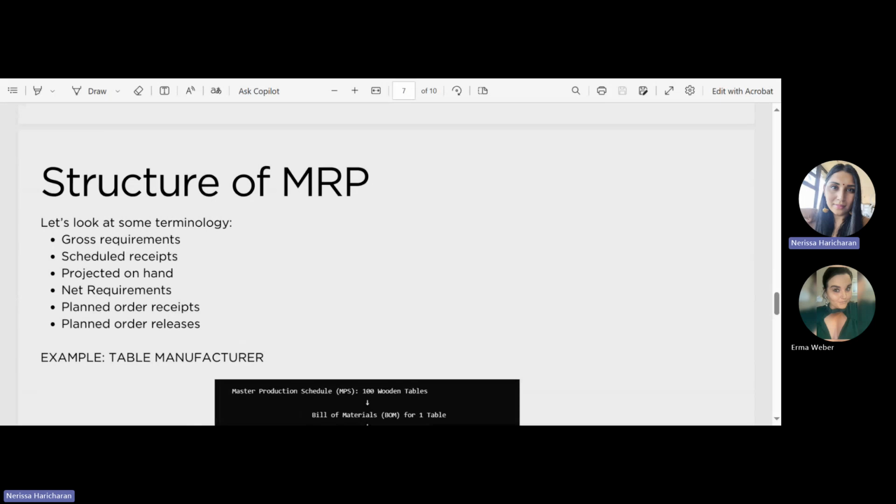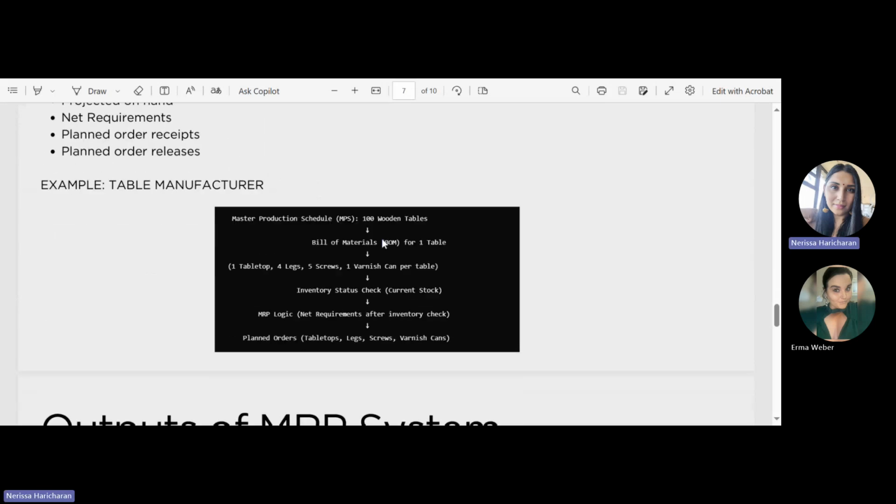Net requirement is the exact amount of items that will be needed in a specific time period. Planned order receipt is the amount of material that is going to be received at the beginning of the time period when it's required. Okay, and then planned order release is the amount of an item that the business plans to order in a specific period. Okay.